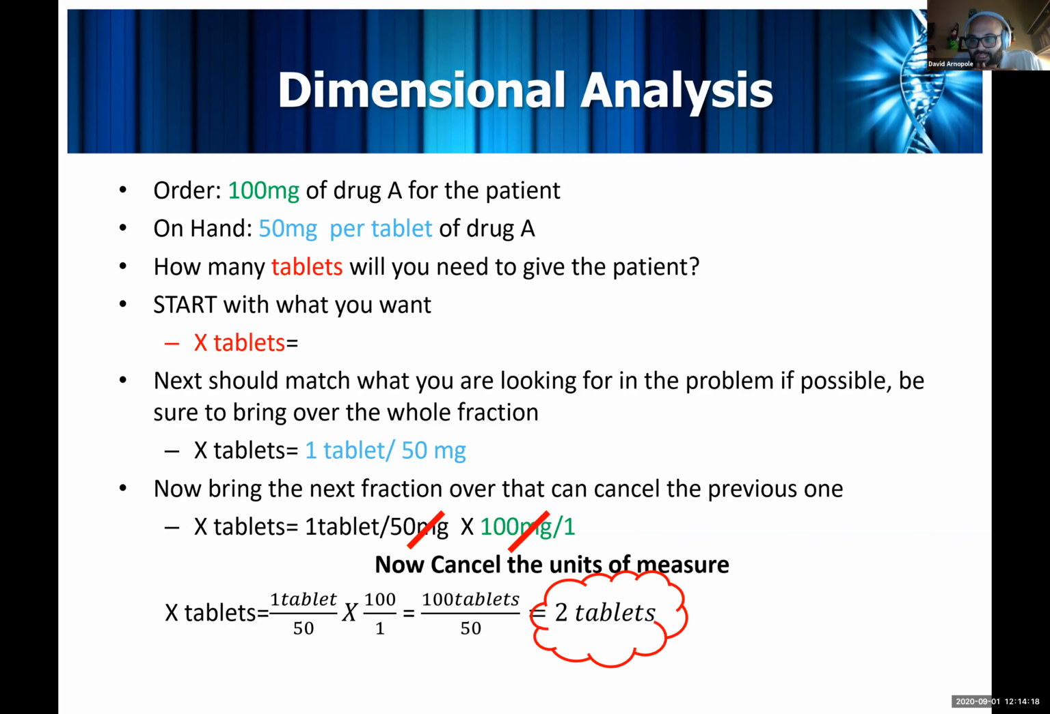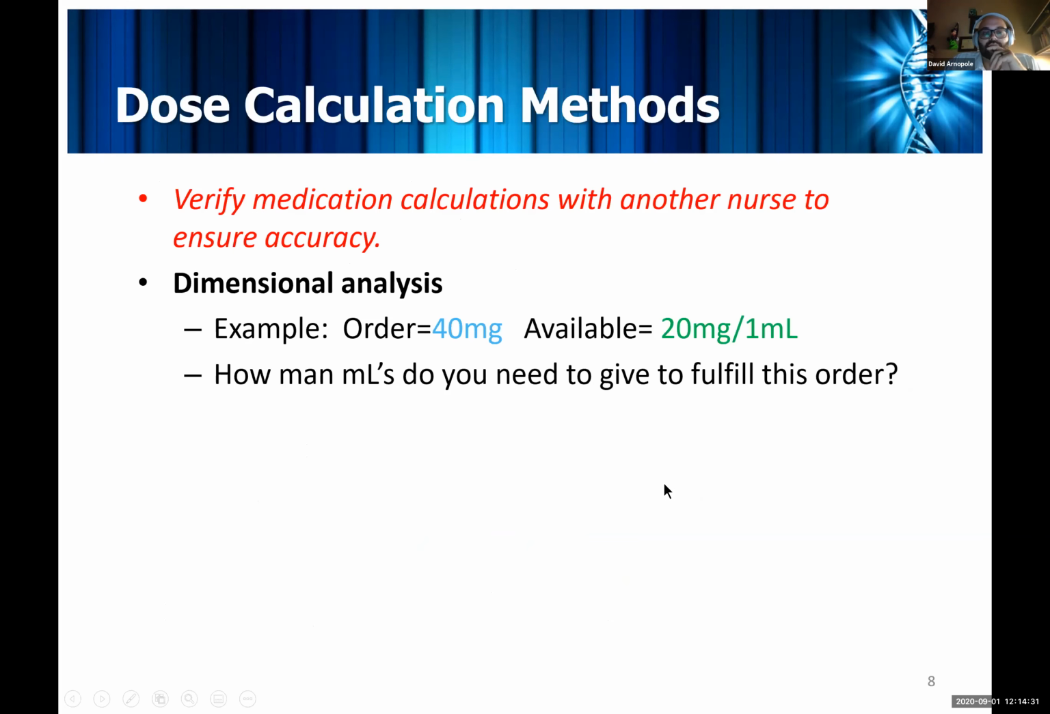I had a question about checking the dosage. Does it have to be checked with another? Yes, anytime that you calculate a dose, you should check with an RN, a second RN. Verify medications. Hey, look, it's in red. I've said it twice for some reason. Verify another nurse to ensure accuracy.